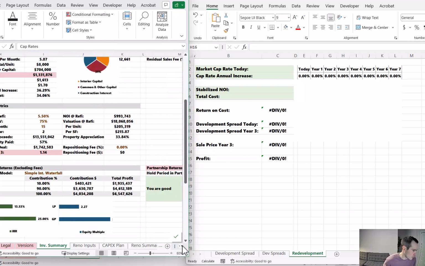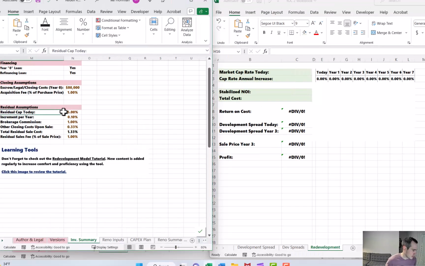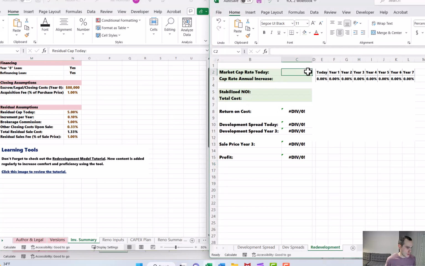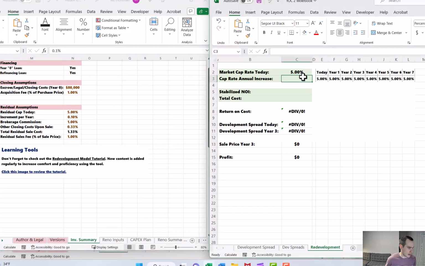So if I scroll over in the redevelopment model, we have an assumption for a cap rate today. If this deal wasn't distressed, if it was fully occupied, getting good rents, expenses were in line with where the comps were, we're saying we could sell this at a 5 cap today. So I'm going to plug in 5% here. And then just like the development deal, we're doing a 10 basis point increment per year. I'm going to plug that in.